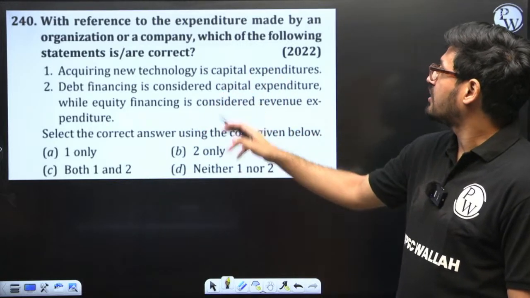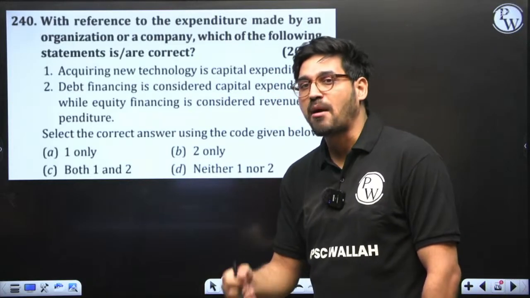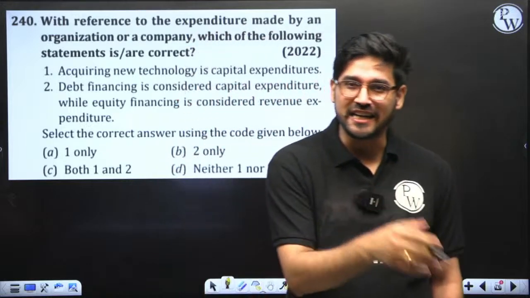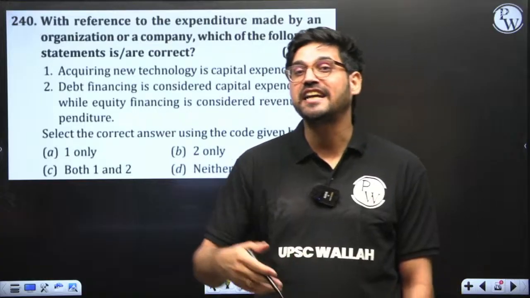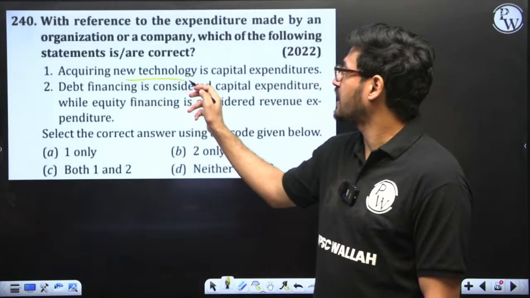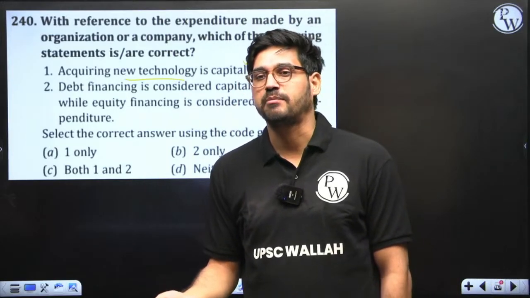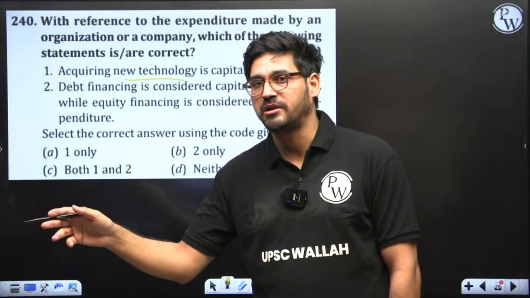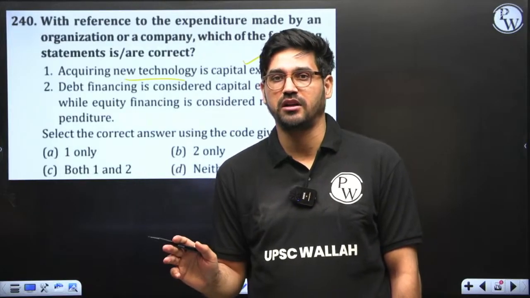Acquiring new technology is capital expenditure. Now, capital expenditure is expenditure made towards either upgrading your existing physical capital or getting newer physical capital. That means if you are acquiring new technology, it of course will be a part of CAPEX. CAPEX means putting money towards physical capital formation or the upgradation of the existing physical capital.